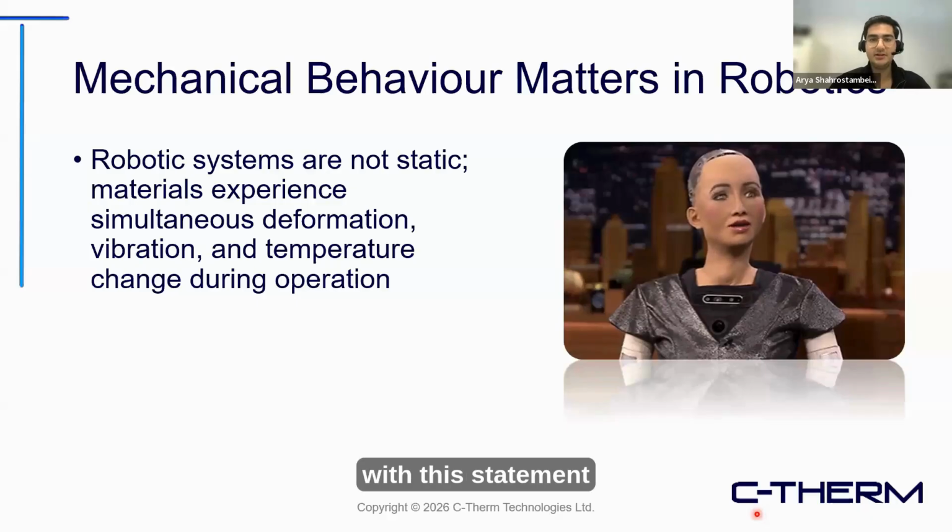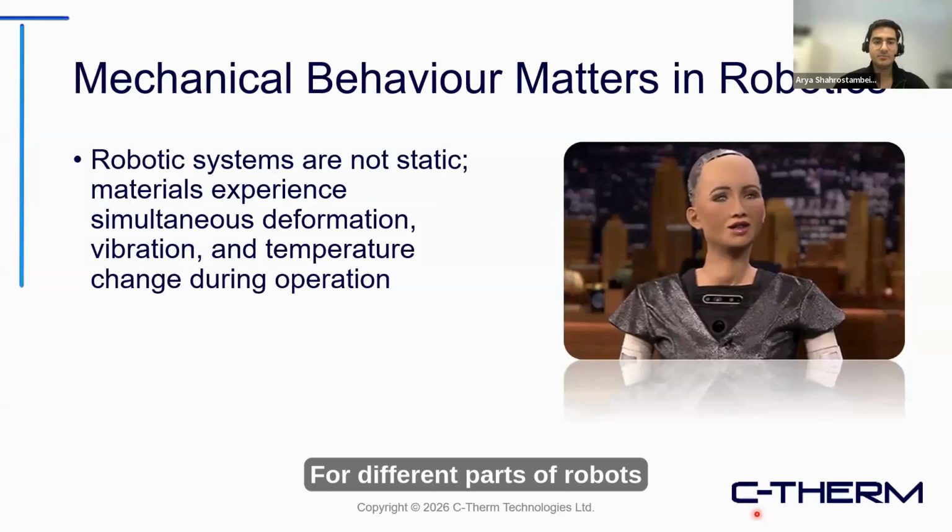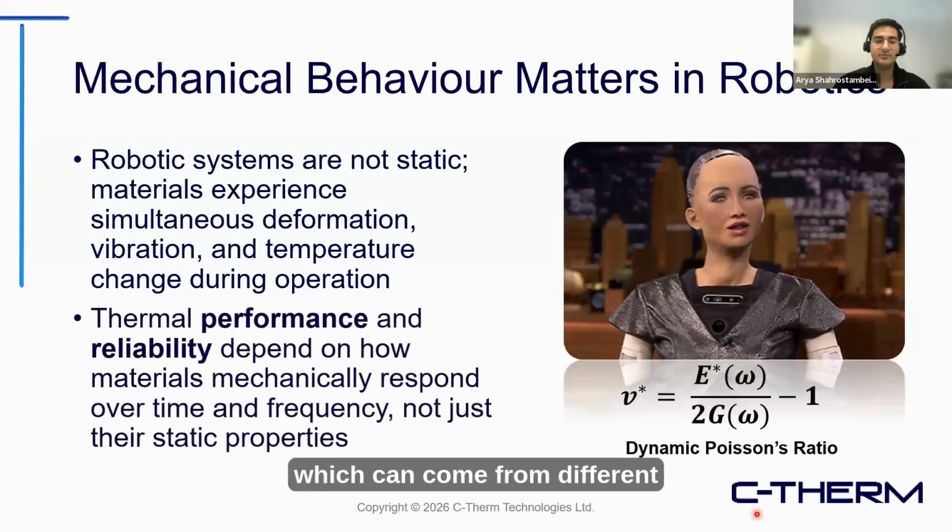I'm going to start my presentation with this statement that robotic systems are in nature not static. There is some static deformation. However, it is important to consider that for different parts of robots and robotic systems, we have dynamic deformations, which can come from different sources, for example vibration, or when we're talking about humanoids, from joints or different movable parts. So it is very important to understand the dynamic mechanical behavior for these applications.